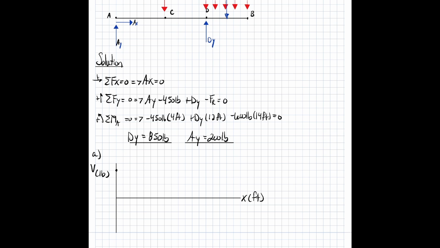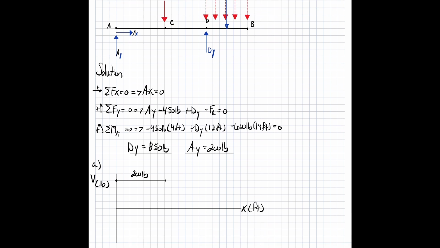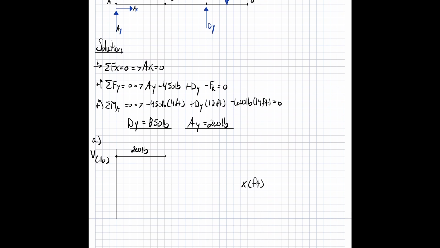Now to point C, it's going to be constant, 200 pounds. Now at point C, we have our point load of 450 pounds. So you take 200 pounds minus 450, and we get negative 250 pounds all the way to point D. So negative 250 pounds.